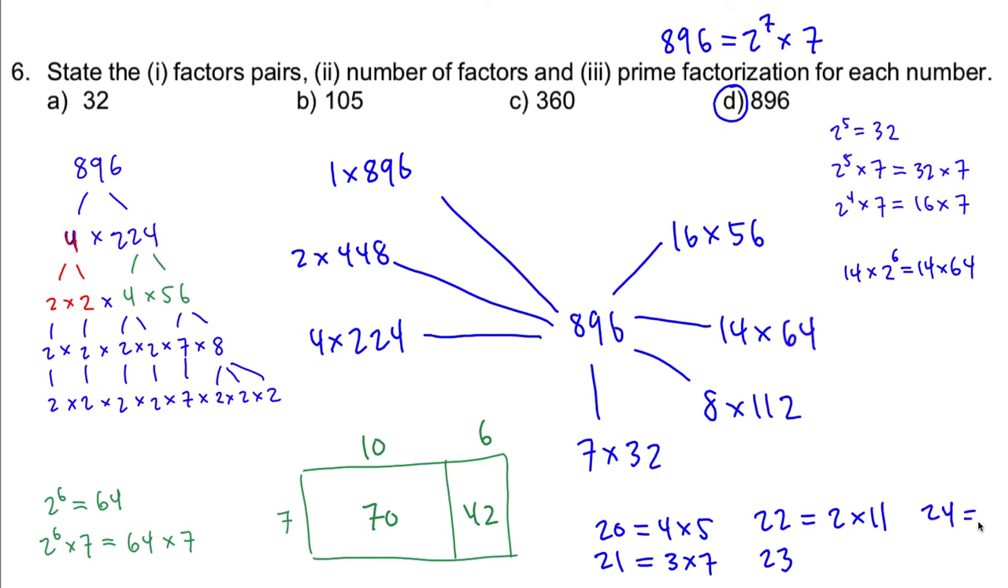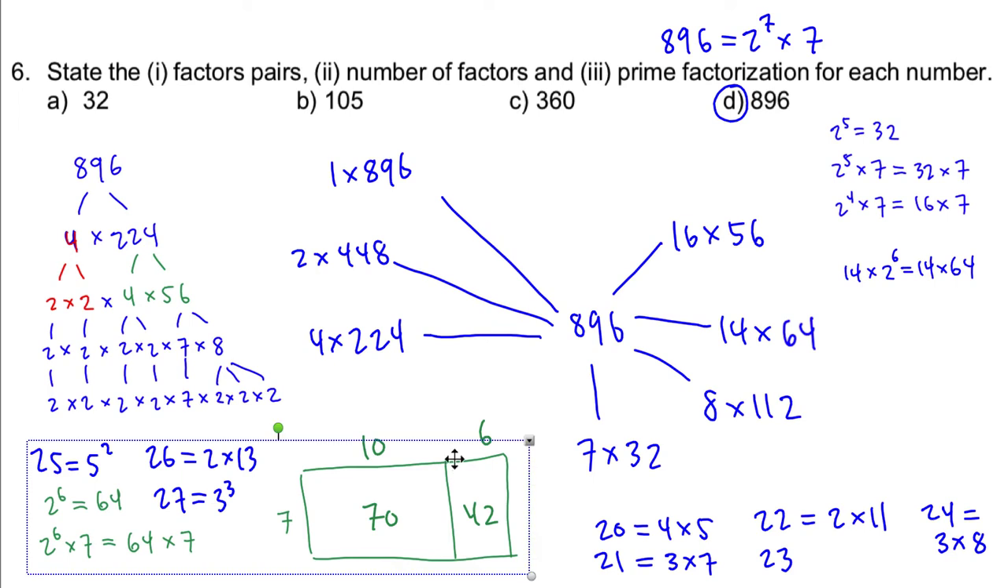24 is equal to 3 times 8. 8 is a bunch of 2s, which we have, but 3 doesn't show up. 25 would be 5 times 5, and we don't have any 5s in our factoring. 26 is 2 times 13, and we don't have any 13s. 27 is 3 cubed, and we don't have any 3s, let alone 3 copies of 3, joined by multiplication.